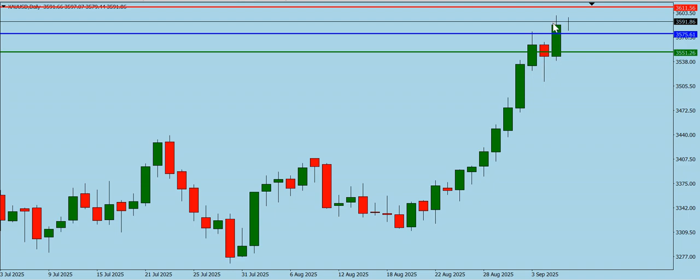pin bar, and then a push further up. That implies that gold is going up, and the next stop is at 3611.56. That happens to be the first resistance.